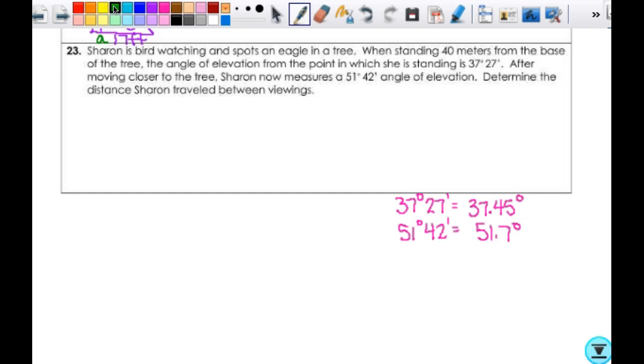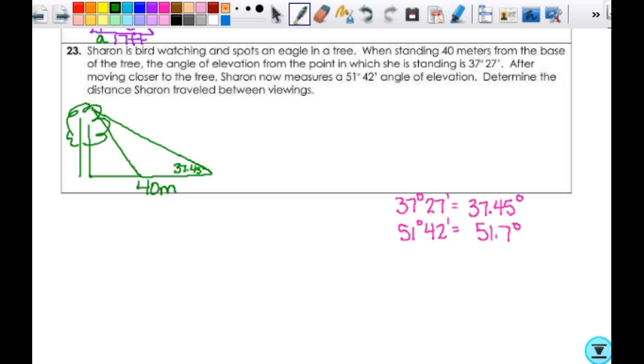Okay, so Sharon is bird watching. She spots an eagle in a tree. So there's my tree. So the eagle's up there somewhere. And when she's standing 40 meters from the base, the angle of elevation to the point at which she is standing, this right here, is 37.45 degrees. Then she's going to move closer.